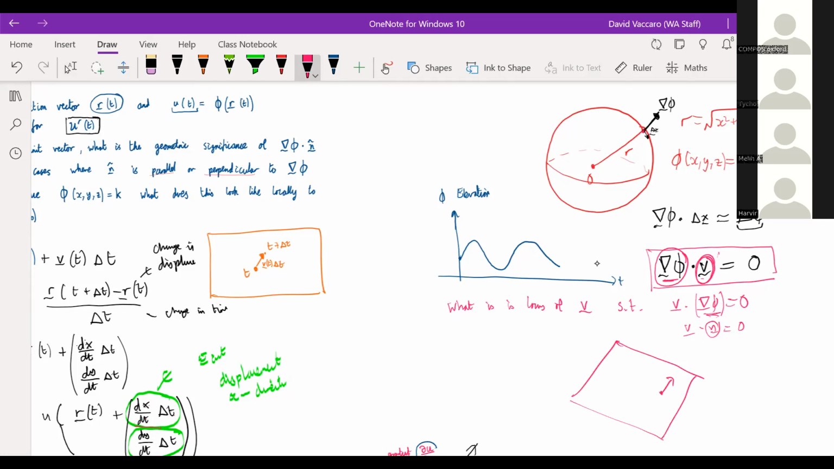So what that means is that if you've got a surface defined by a scalar field being constant, then locally that contour is just the plane that is perpendicular to the gradient vector, which points in the direction in which phi would increase.